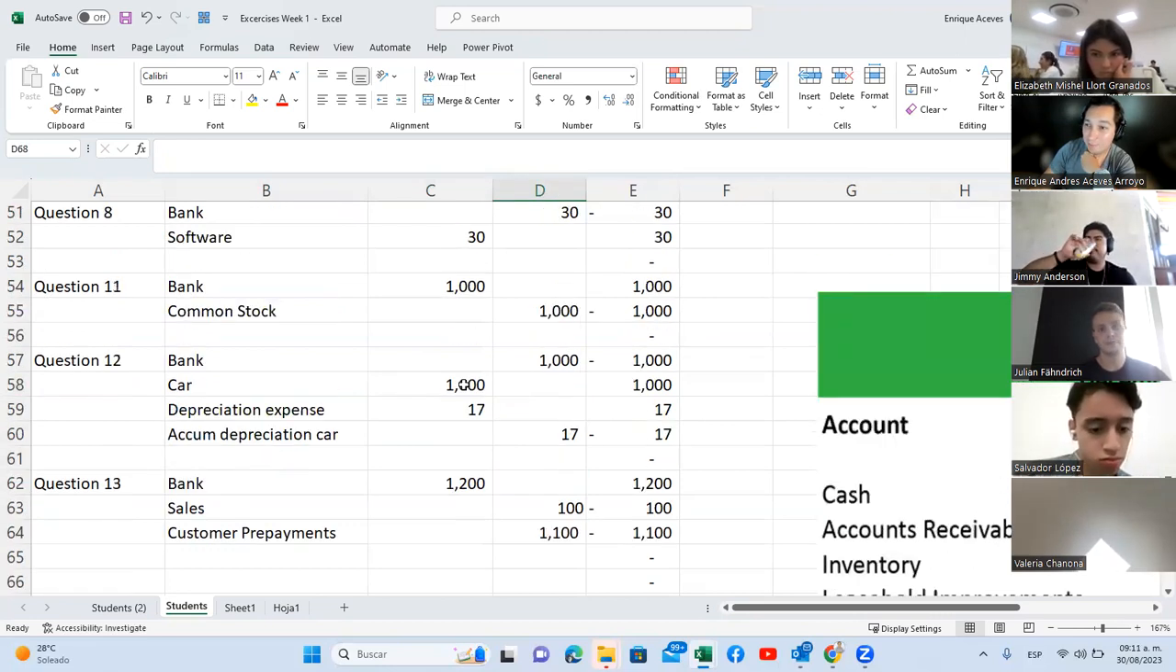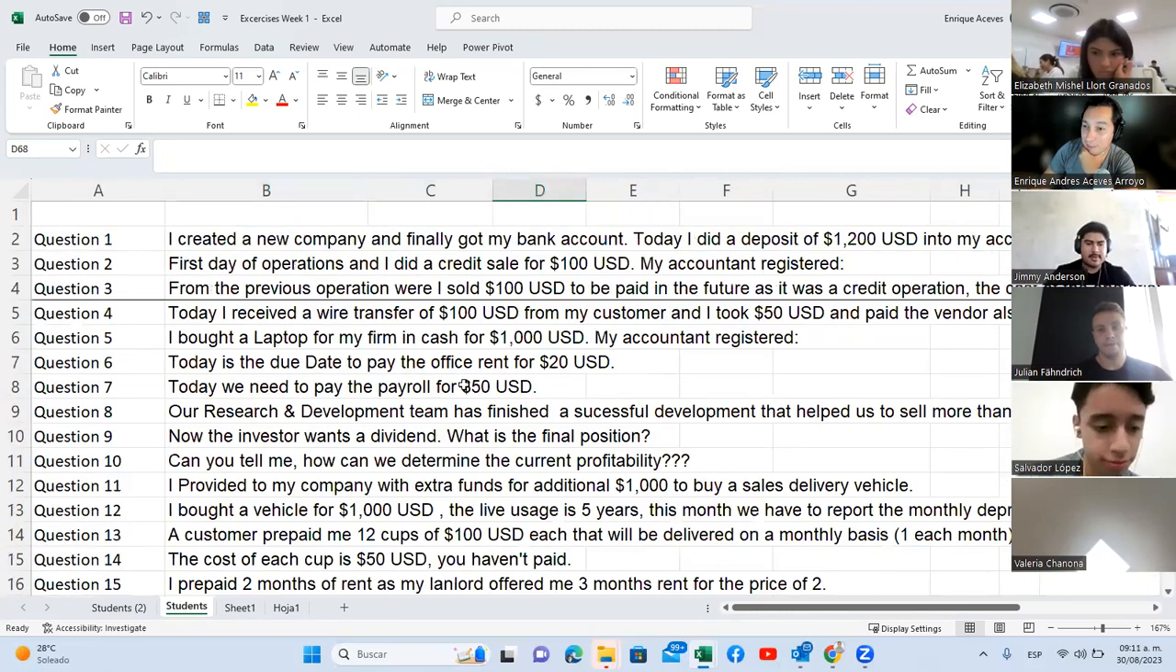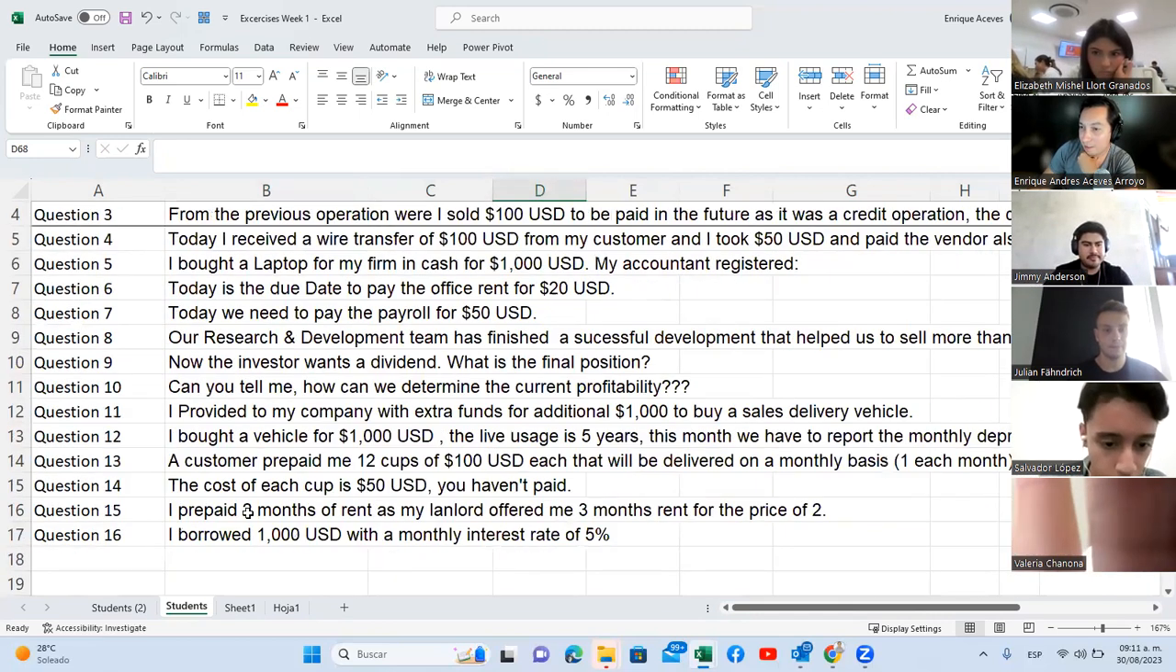Todos en la misma página. Perfecto. 14. Ya vamos a acabar. Ya vienen las difíciles. I prepaid 2 months of rent as my landlord offered me 3 months rent for the price of 2.